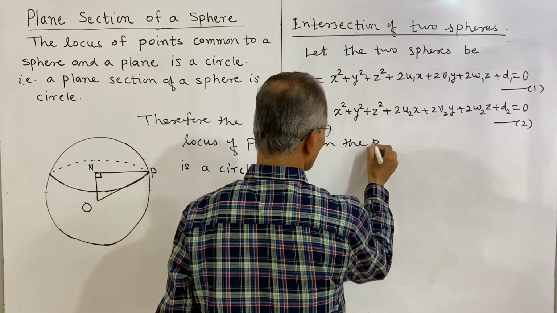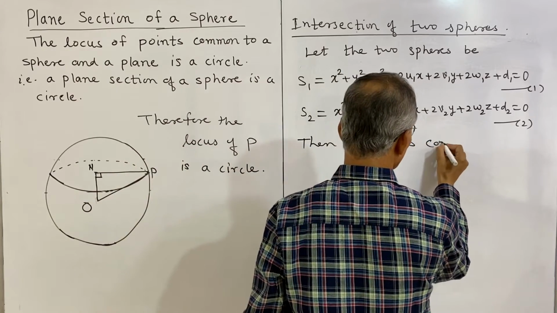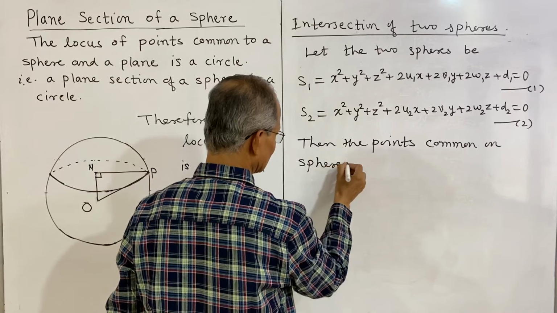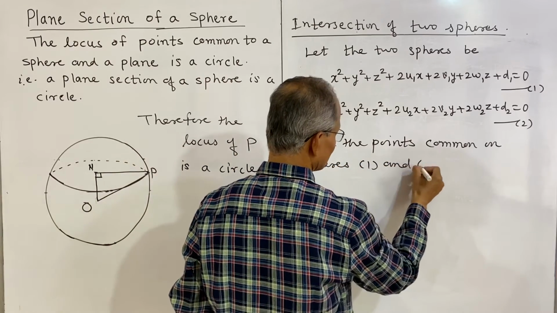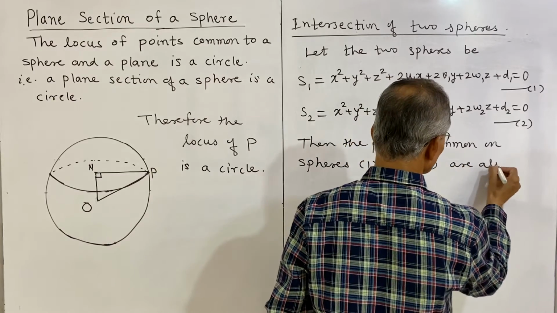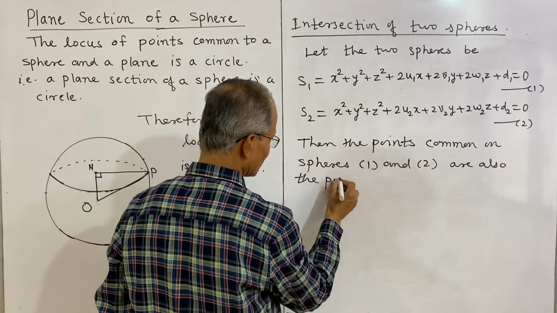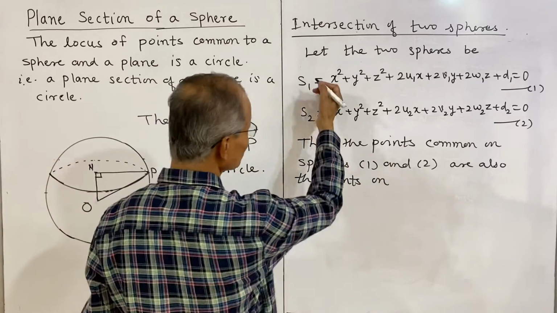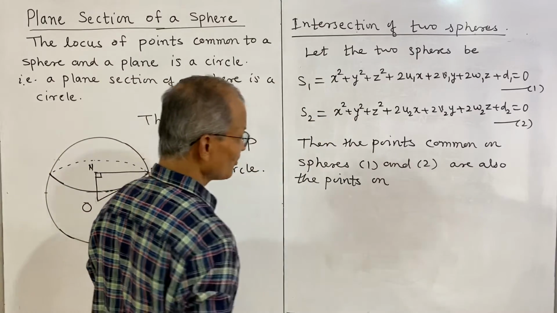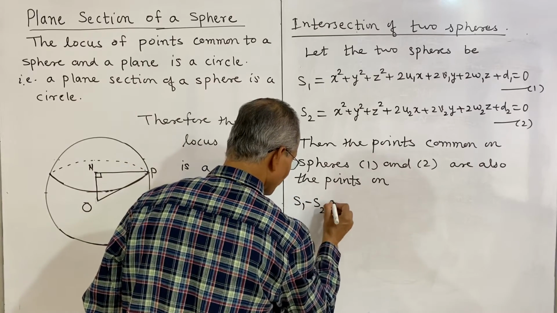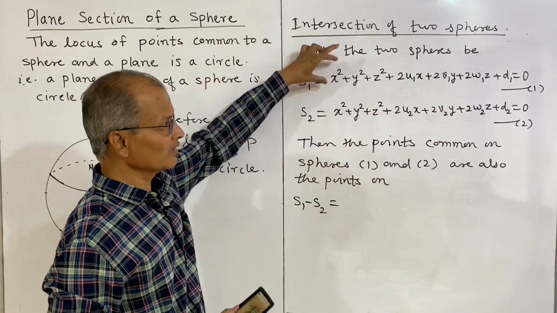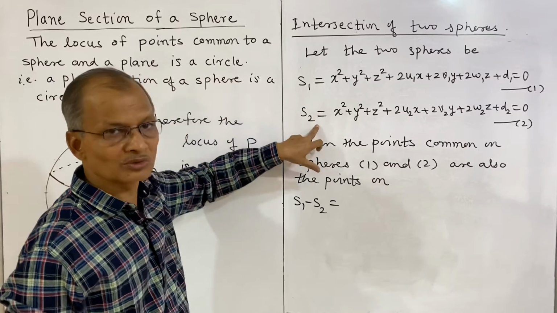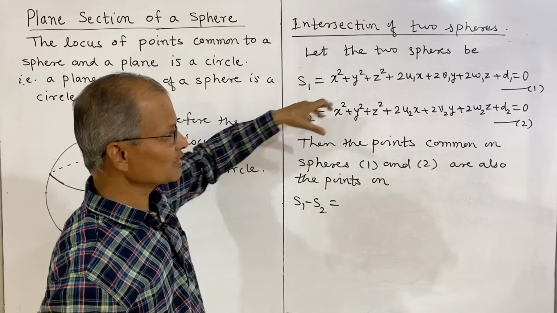Then the points common on spheres 1 and 2 are also the points on S1 minus S2, because a common point satisfies the first equation and satisfies the second equation, and that means S1 is equal to 0 and S2 is equal to 0 are satisfied. Then what we will get is S1 minus S2 is also equal to 0.